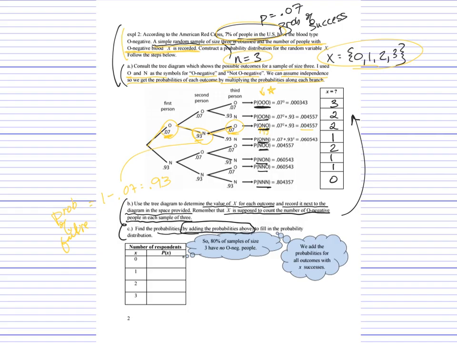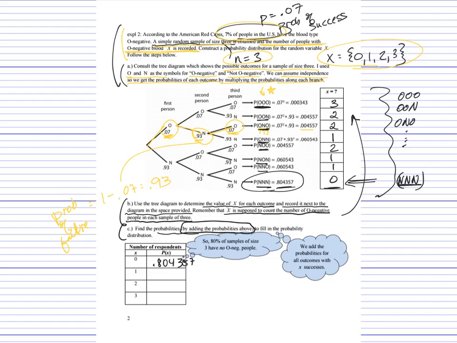So simply put, these 8 things, OOO, OON, ONO, etc., are the only 8 things that can occur. You will notice only one of those outcomes, being NNN, has no people with O negative blood, or an X value of 0. So what's the probability that X is 0? Well, wouldn't it just be that probability? And in fact, it is. I'm going to throw that in there. Okay. Now, what's the probability?